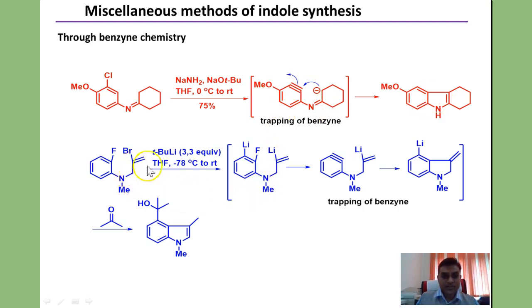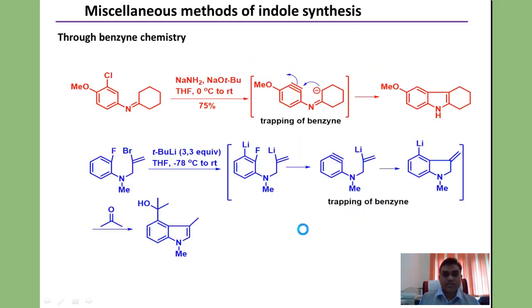Similarly, here also we get a benzyne. Here the fluorine and hydrogen, both of them are removed. We get a benzyne here, and here the lithiation occurs. So it is an internal nucleophile. Here the lithiation occurs at two positions, one at this one and this one. Then this lithiated carbon atom attacks this triple bond, and here we get again a carbanion. This carbanion can be trapped with the help of acetone, and we get the substituted indole. So benzyne chemistry is sometimes also very useful in the synthesis of the indole molecule.